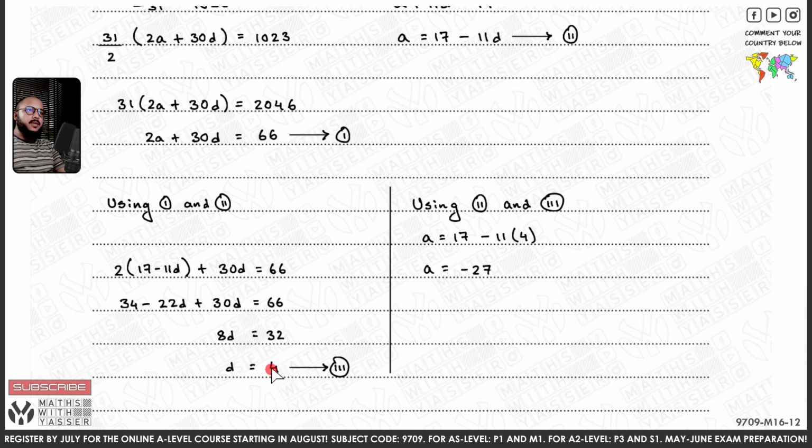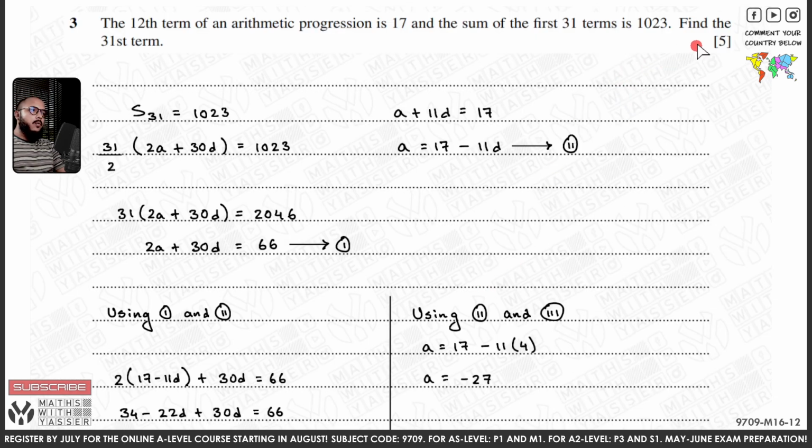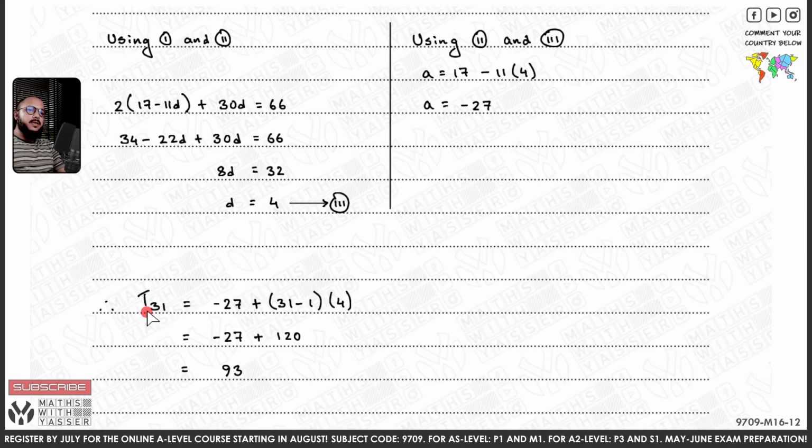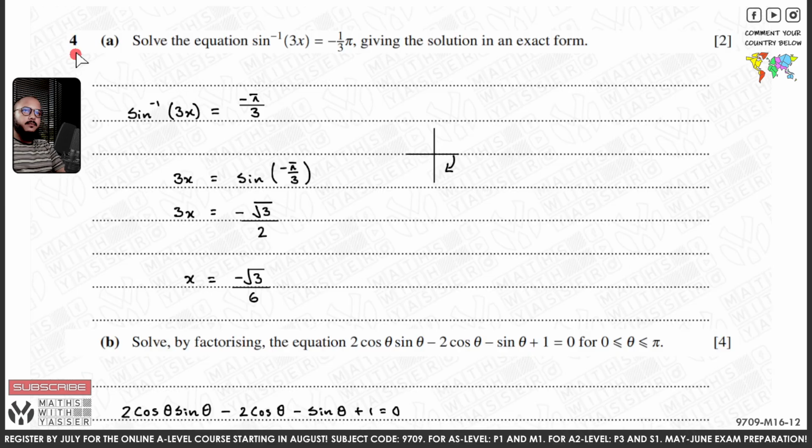Now we can substitute this into this equation to get a. So a will be 17 minus 11 times 4, which is negative 27. So now with the help of a and d, we need to find the 31st term. The 31st term must be a plus n minus 1 times d. So a is minus 27, and 31 minus 1 times d, which is 4, gives us minus 27 plus 120, which is 93.